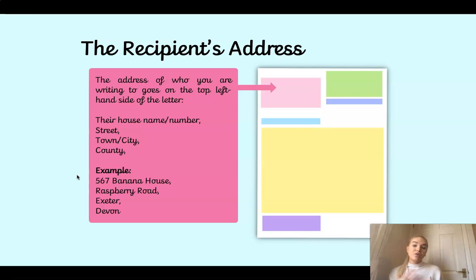So we are writing to the axeman in the Amazon rainforest. And I will be giving you the address at a later date. But that is the same structure. But this time it includes their house name and number, their street, their town or city, their county. So an example here is 567 Banana House, Raspberry Road is the street, Exeter again is the town, and the county is Devon. So our address goes at the left, their address at the right, okay? Do you think you can remember that?